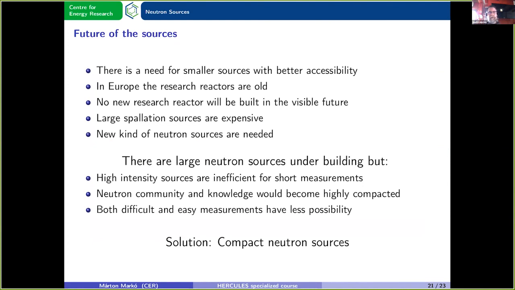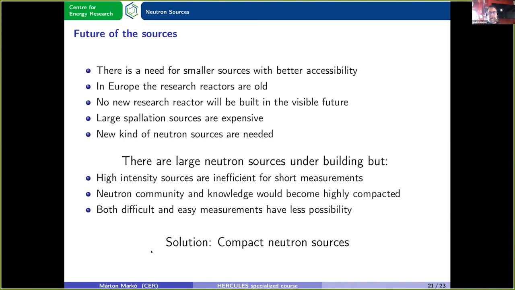The high-power spallation sources are highly expensive, but we need smaller sources. On one hand, because the efficiency of the large sources for short measurements is very low. So one has to change the sample, one has to change the sample environment, and so on and so on. This takes time, and changing the sample and sample environment during half an hour and making a 2-second measurement, that's not so efficient. So we need a smaller source for easier measurement, and reactors will be closed sooner or later.